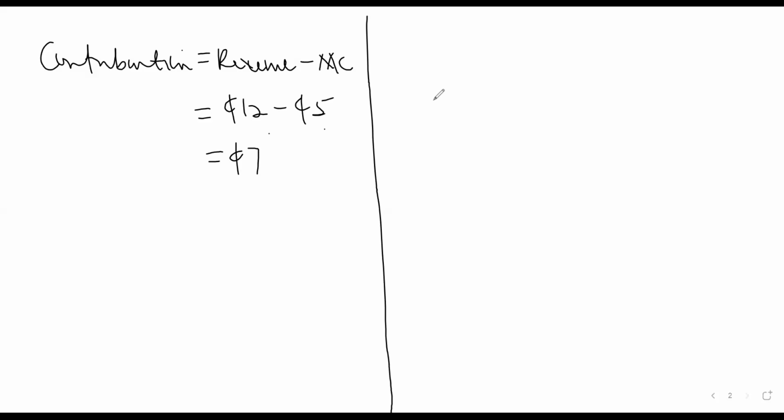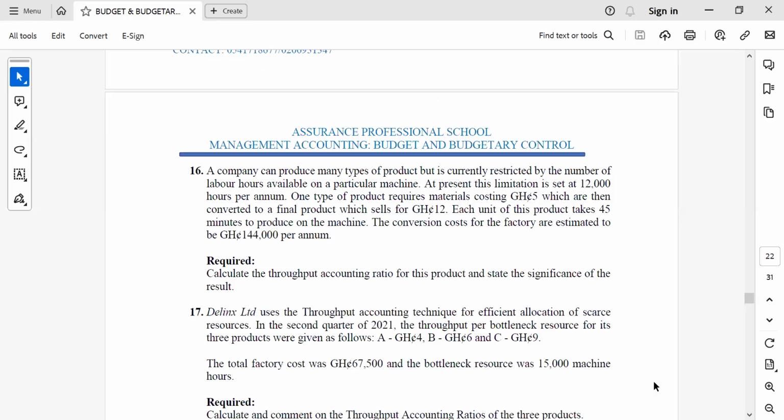Okay. What is the labor hours requirement? How many hours are we using for 1 unit? Yes, Auntie Jocelyn, your hand is up. Please, I wanted to find out if it's contribution per unit. Yes, contribution per unit. Okay. All right. So each unit of this product takes how many hours to produce on the machine? 0.75 hours.